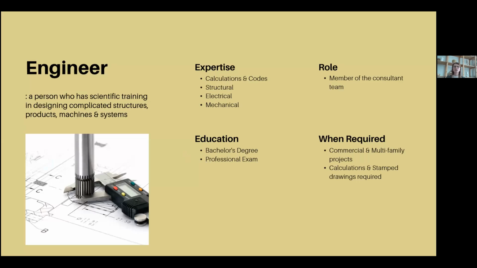Engineers. So engineers are very scientific. Their training has to do with complicated structures, products, machines, and systems. An engineer is all about calculations and codes. The typical three types of engineers you work with on a building project are structural engineers, who want to make sure that the building is structurally sound; electrical engineers, making sure everything electrical is working in the building; and mechanical engineers, so your HVAC systems and all of that, heating, cooling.